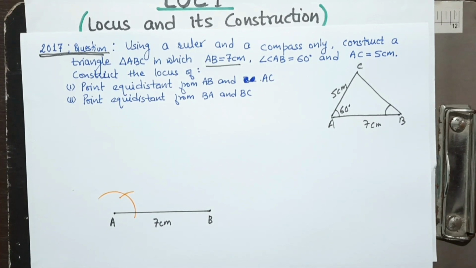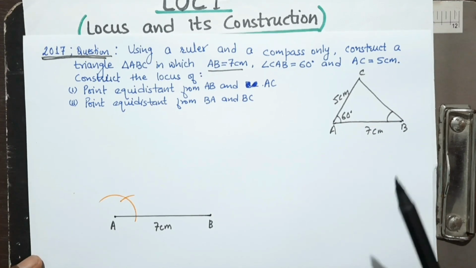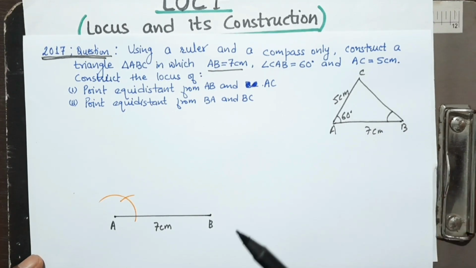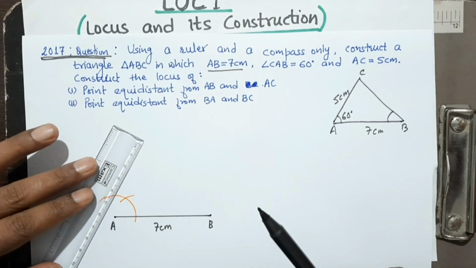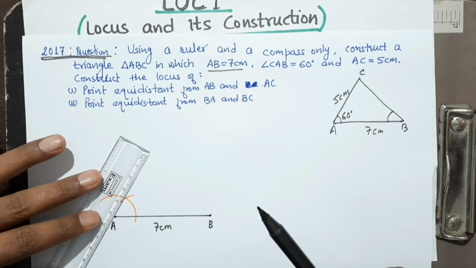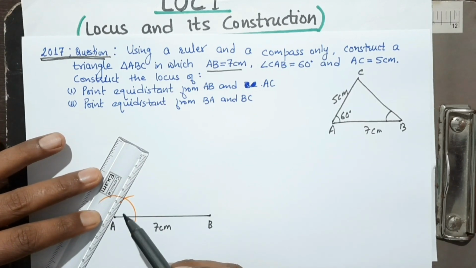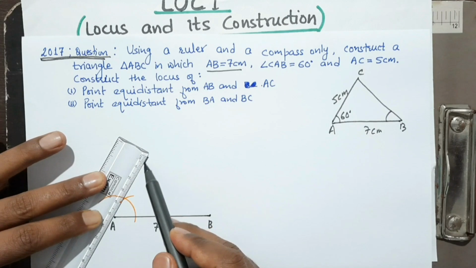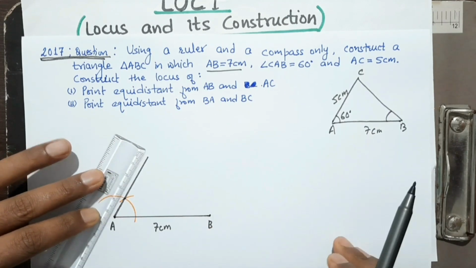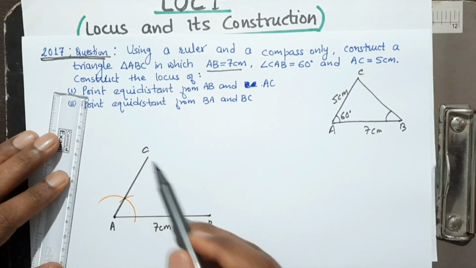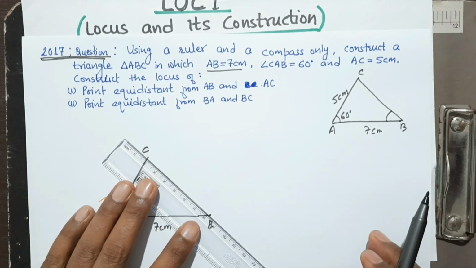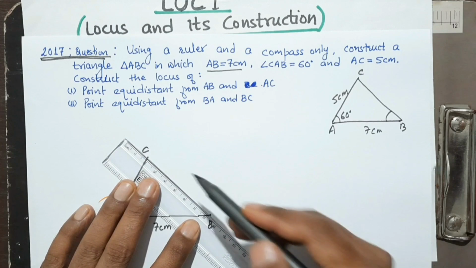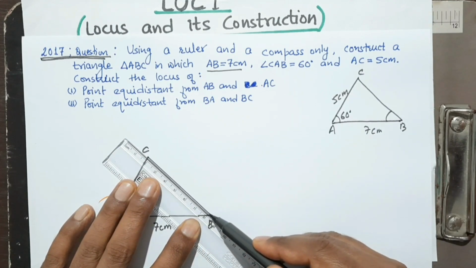Now this is a 60 degree angle, and also AC is given as 5 centimeter. So that means from here we will draw a line segment of 5 centimeter. Okay, so this is our 5 centimeter as well as 60 degree angle. So this point is C, and then let us join BC, then our triangle is completed. So this is our given triangle.